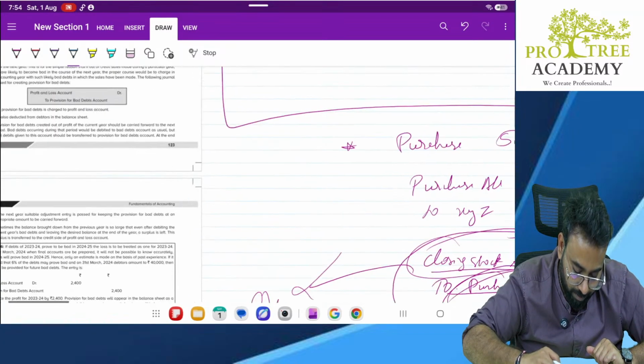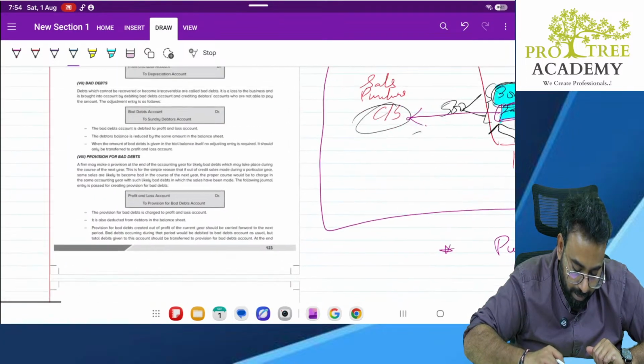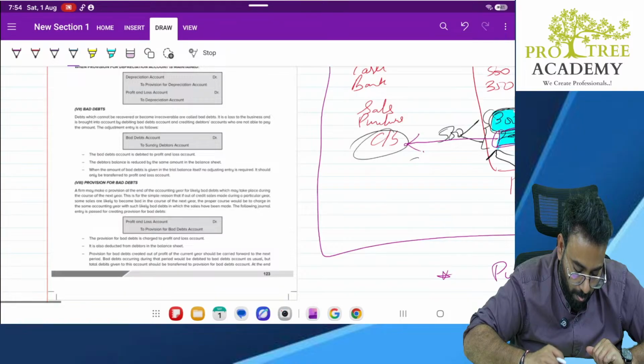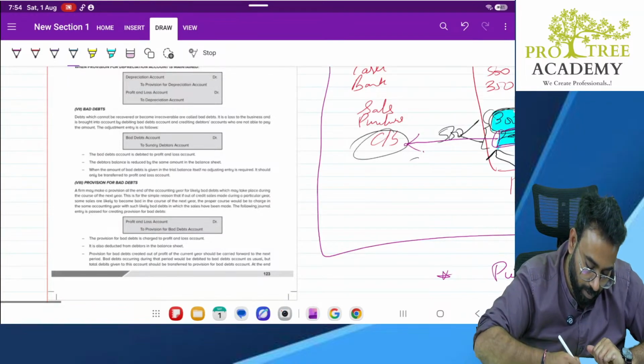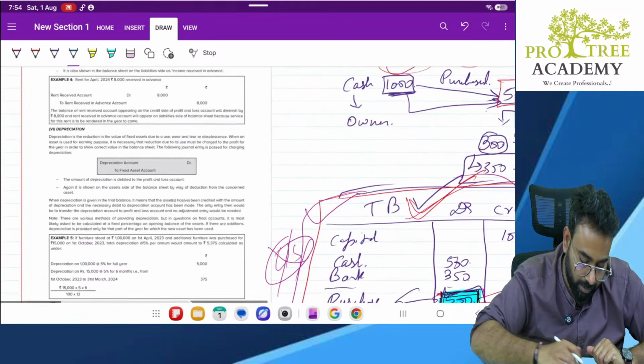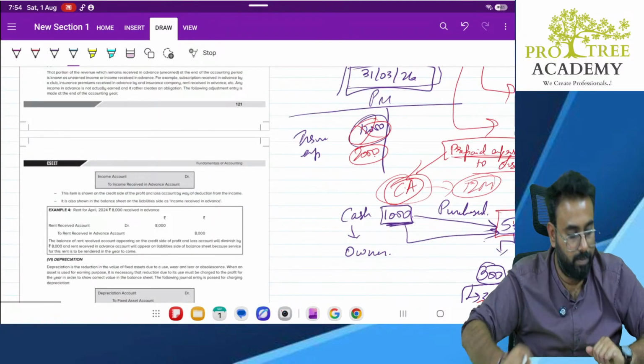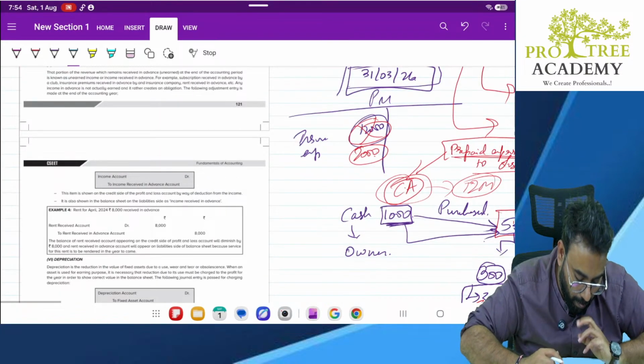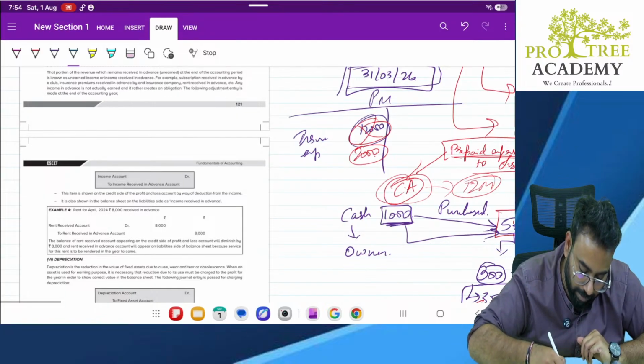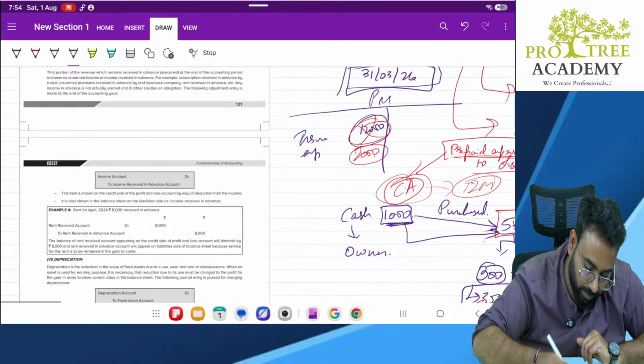Am I clear? Any doubts in this part? Clear? This is the first one. This is the second one. Sorry, not this one. Leave it. I'll explain this also.